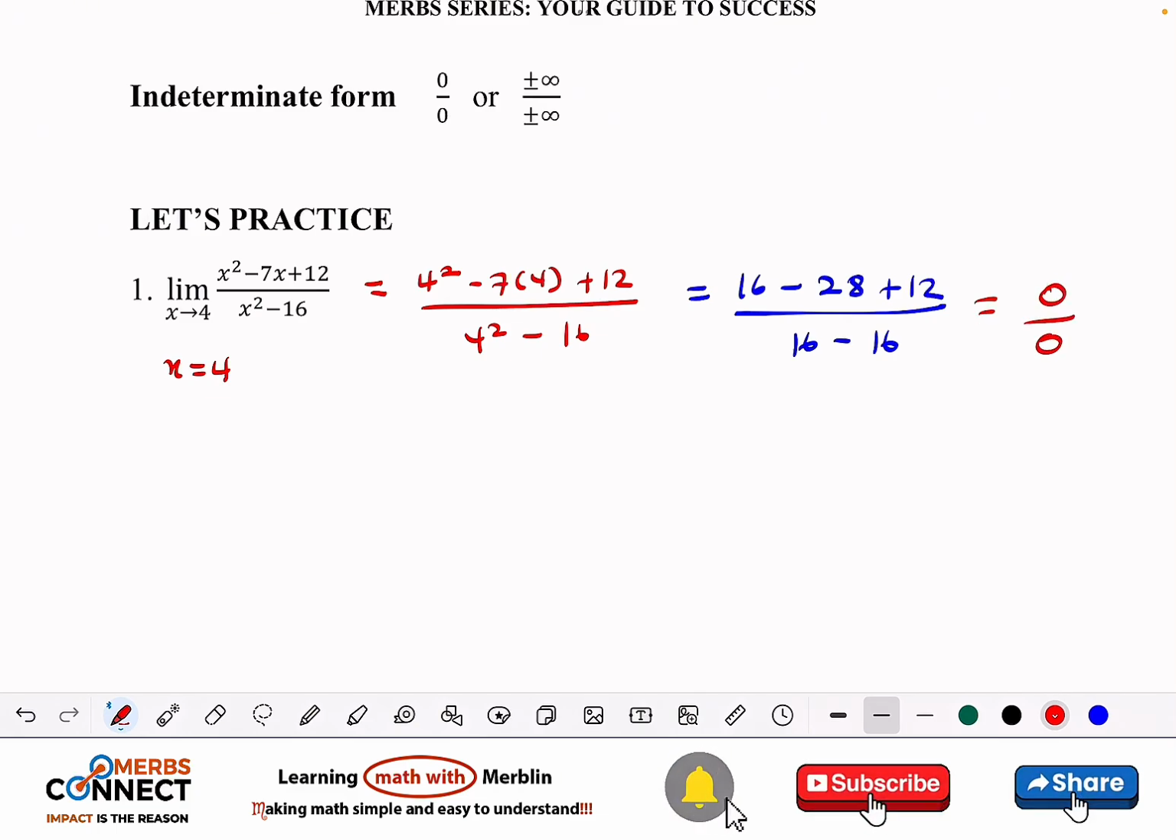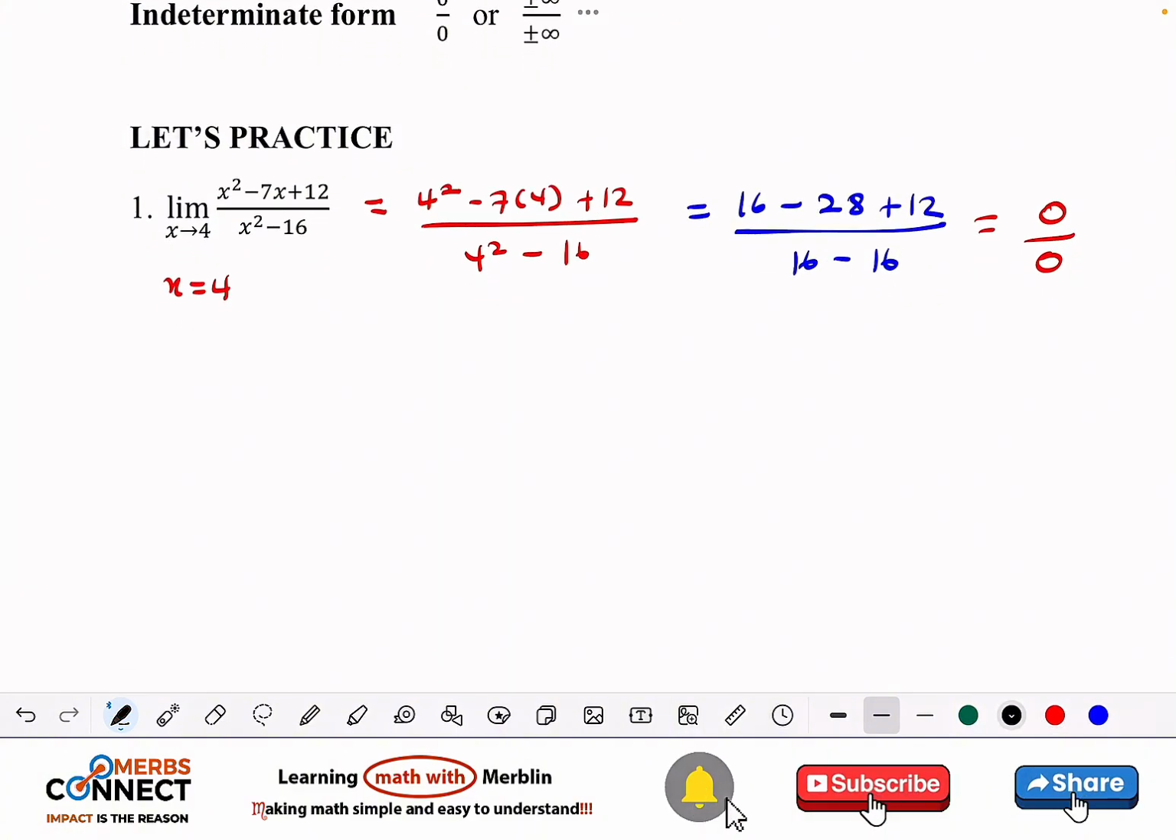Is that right? So since this is 0 divided by 0, then we can apply the L'Hopital's rule, right? Even though maybe we can simplify this, if this holds for the L'Hopital's rule, then we can use the L'Hopital's rule to solve. So this is what I'm going to do. This is how L'Hopital's rule works.